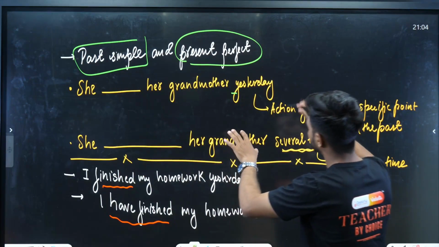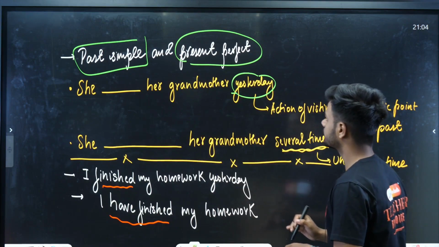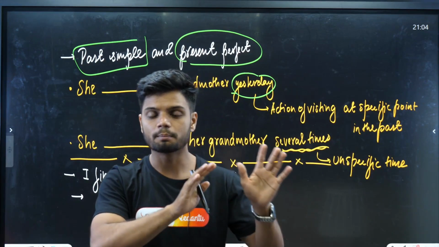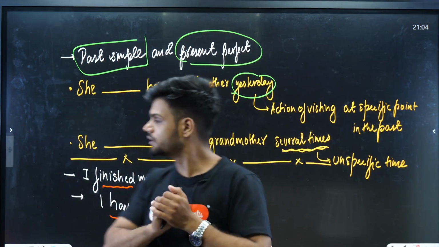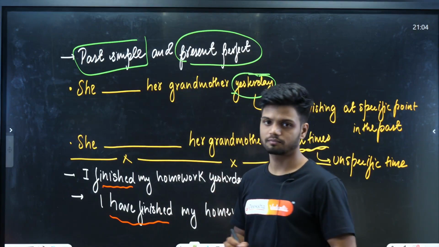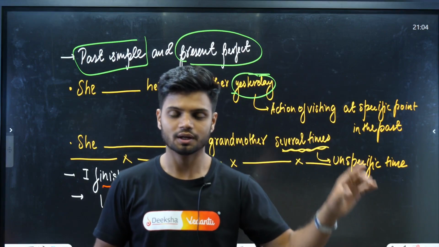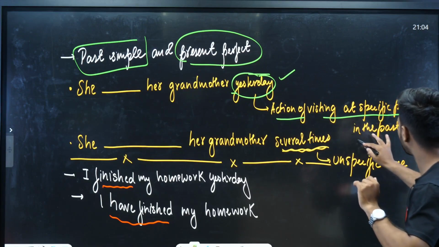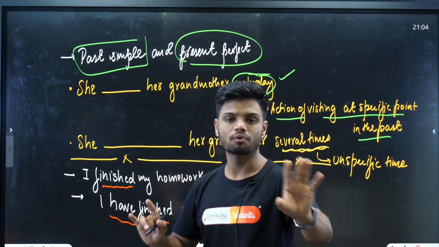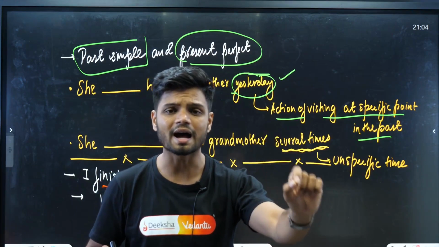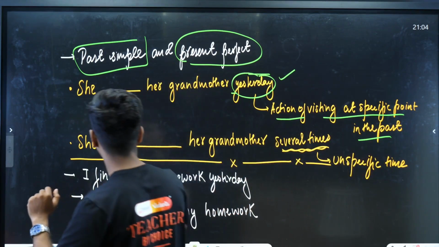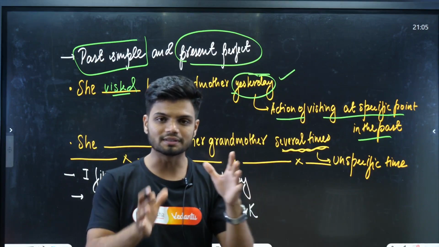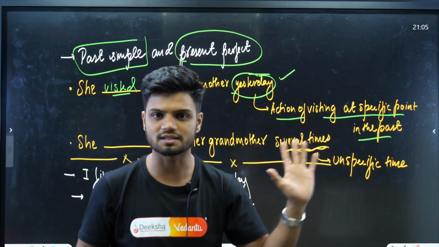Here, can you see? Yesterday is the clue here. If in a statement yesterday is mentioned, it is your past tense. Whenever direct time is mentioned, the time is also over here. Can you see? Time is also mentioned. Action of visiting at a specific point in the past is mentioned. That time you never have to write have, has, nothing will come. So for this question, she visited her grandmother yesterday.